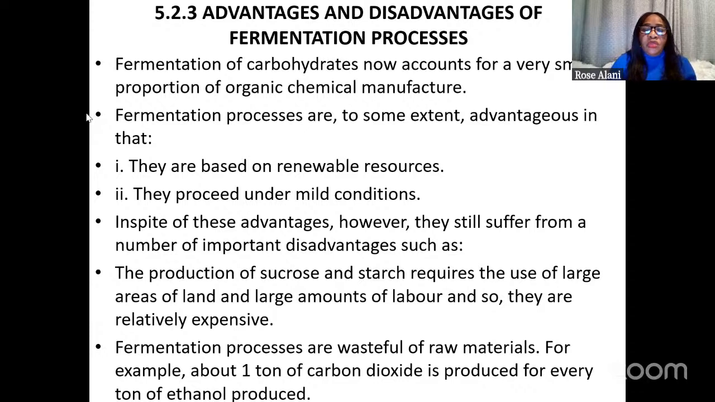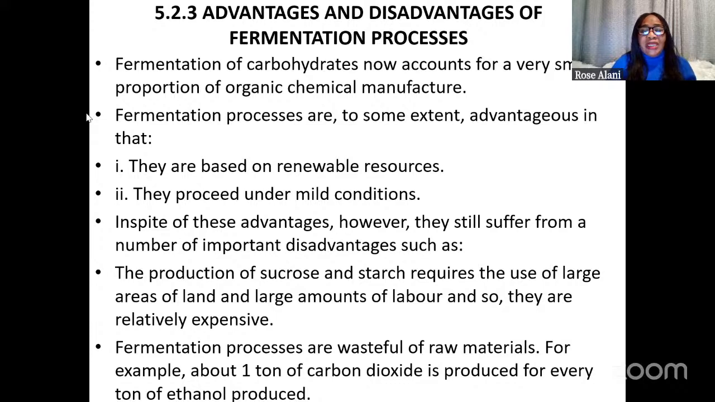to continue thriving. Such is the disadvantage that the production of sucrose and starch requires the use of a large area of land for you to plant, and also a lot of labor is involved. So this will make the production of your raw material relatively very expensive.